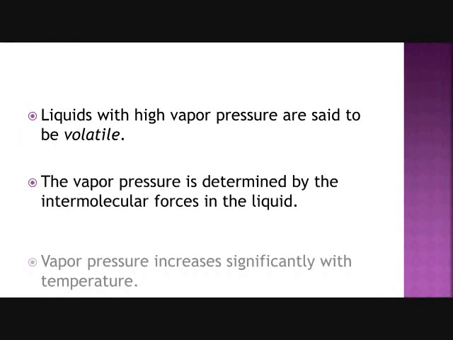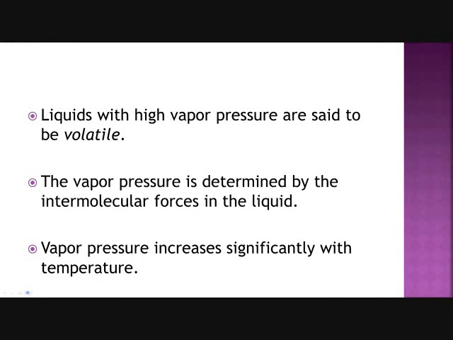Liquids with high vapor pressure are said to be volatile. This vapor pressure is determined by the intermolecular forces in the liquid. Vapor pressure increases significantly with temperature as well, because with higher temperature, there's more in the vapor phase, so there's more pressure, because pressure comes from collisions.